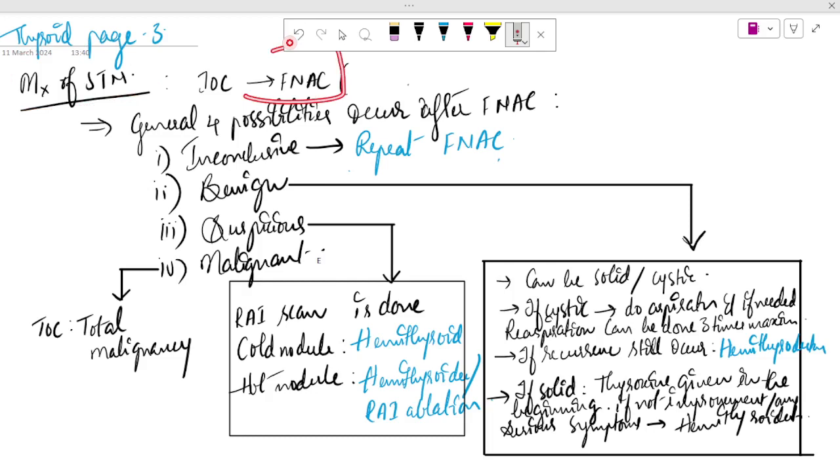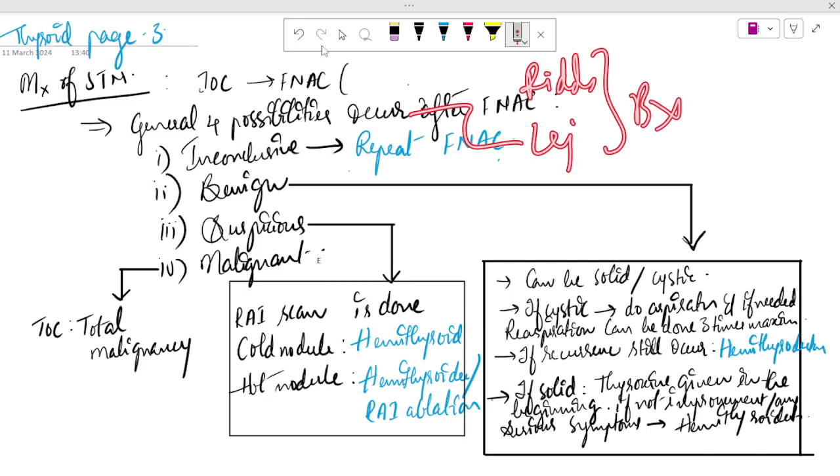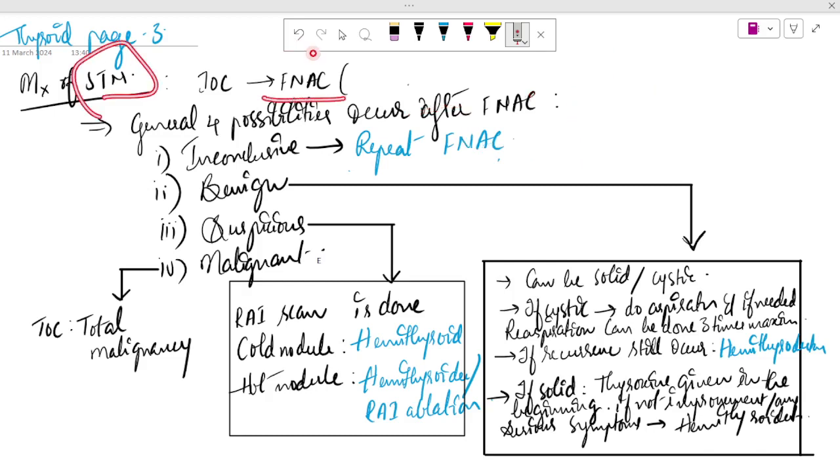Obviously the investigation of choice is FNAC, but we already discussed that FNAC has some limitations. If it is follicular neoplasia, Riedel's thyroiditis, or lymphoma, you should go for biopsy rather than FNAC. But the investigation of choice for solitary thyroid nodule is obviously FNAC. Now, when we do FNAC in a patient, you might get four types of results. You might get a result of inconclusive, or a report of benign, or a report of suspicious, or a report of confirmed malignancy.